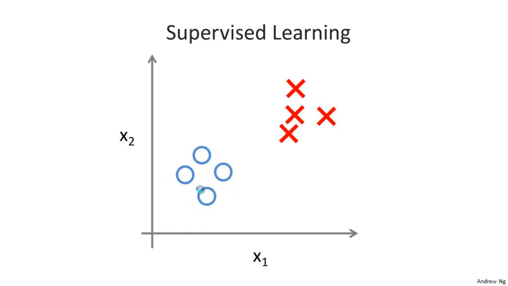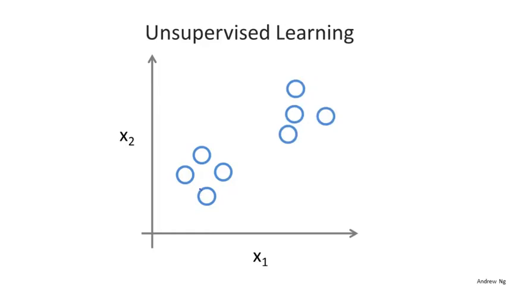We're given data that looks like this, that doesn't have any labels, or that all has the same label, or really no labels. So we're given the data set, and we're not told what to do with it, and we're not told what each data point is. Instead, we're just told, here is a data set. Can you find some structure in the data?